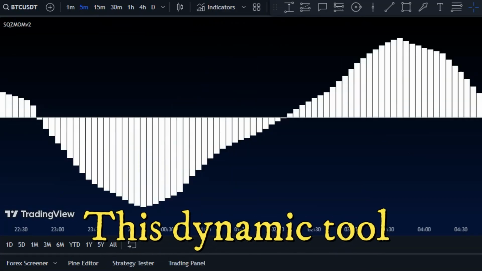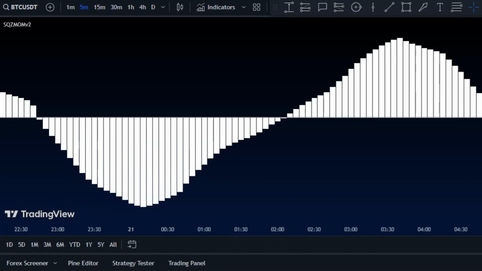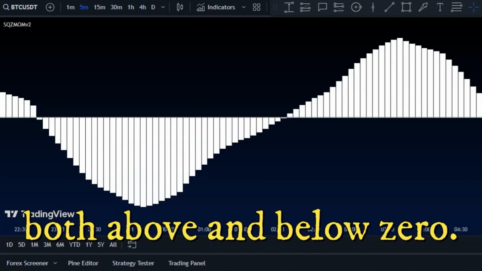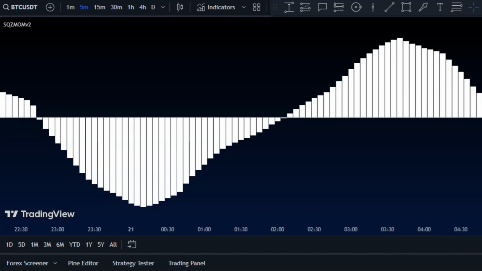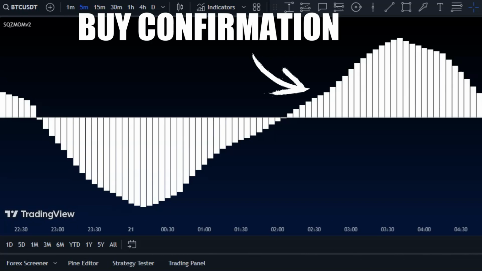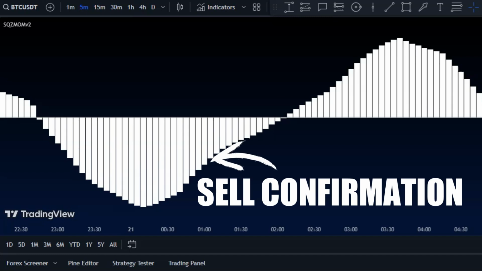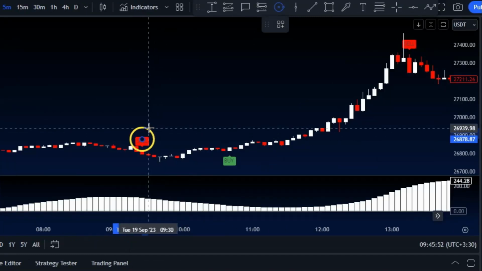This dynamic tool adds another layer of confirmation to our signals with a histogram that appears both above and below zero. To validate buy signals, the histogram should be above the zero level, and to validate sell signals, the histogram should be below the zero level.